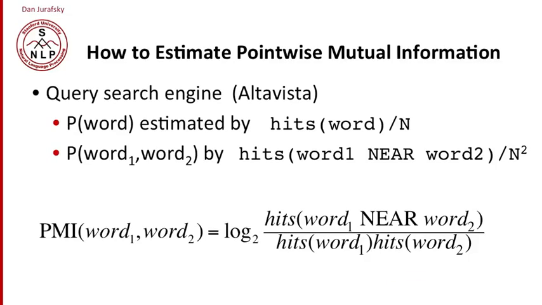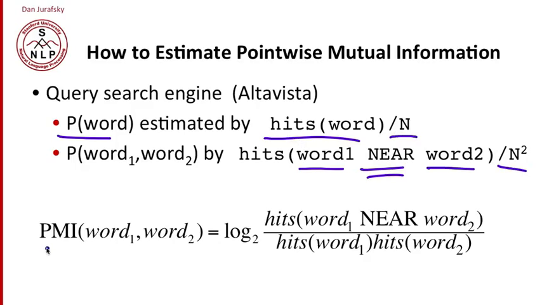The way Turney did it originally is by using the AltaVista search engine. We estimate the probability of a word just by how many hits we see for that word. And we estimate the probability of two words by how often word one occurs near word two. AltaVista has the NEAR operator that lets us check if a word is near another word. And in each case, we want to normalize to get a real probability from these counts.